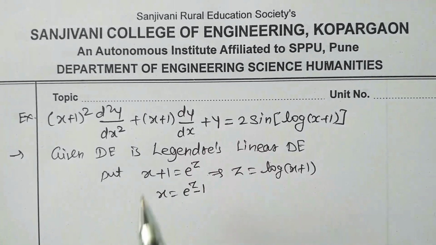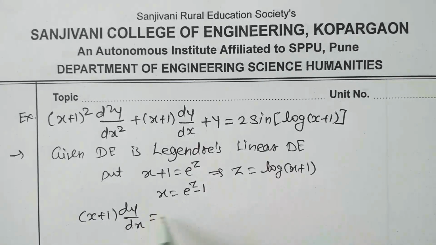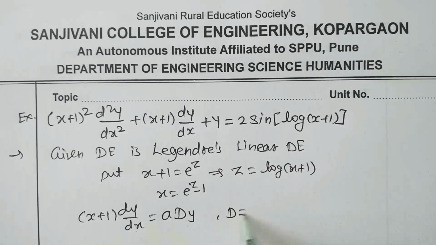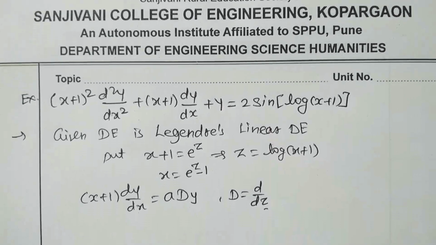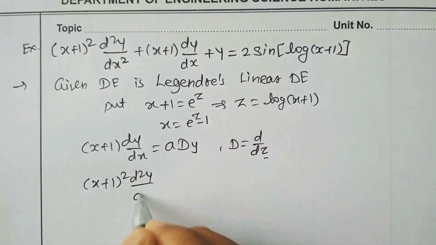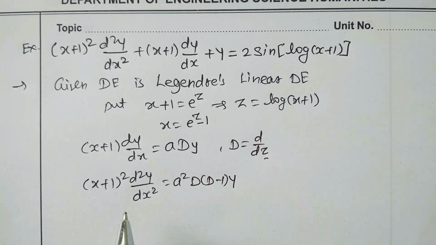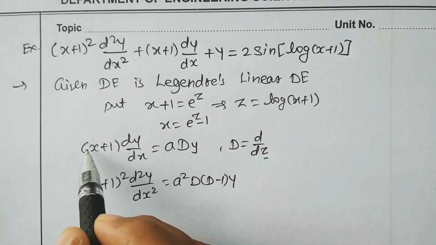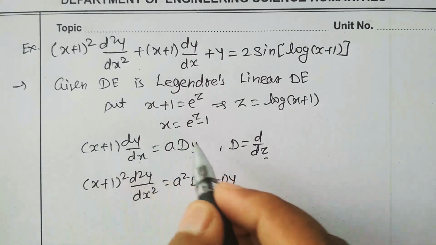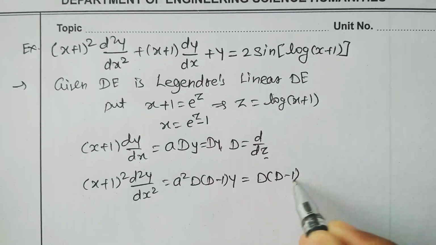After using this substitution, the value of (x+1) dy/dx becomes a into capital D y, where capital D is d/dz, and the independent variable is z, as we learned in the theory of Legendre differential equation in the previous lectures. Also (x+1)² d²y/dx² becomes a² D(D-1) y. Now here the value of a is 1, the coefficient of x is 1, so we will get Dy and D(D-1) y.